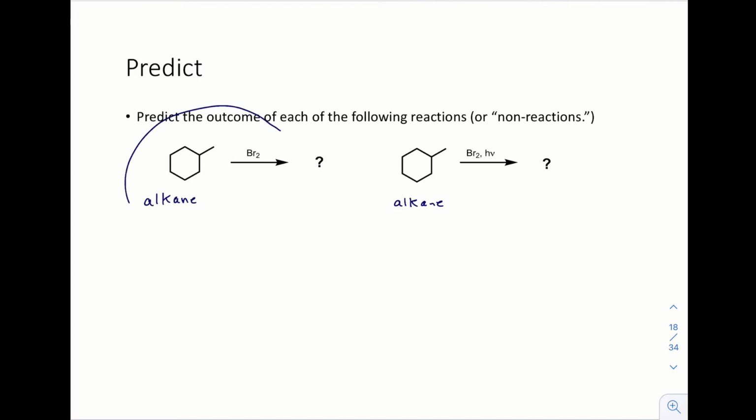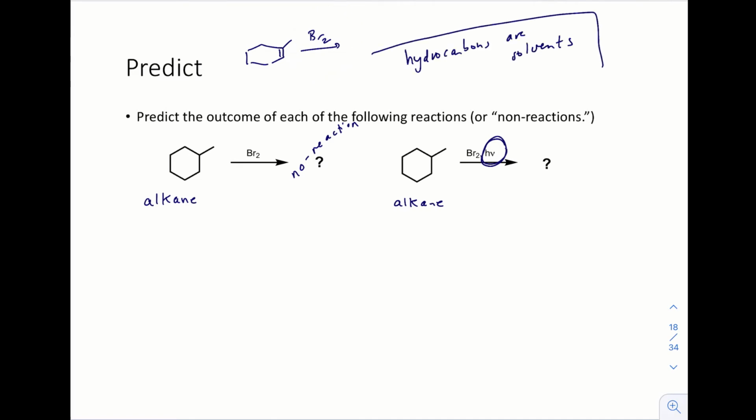You may have predicted that an alkane plus molecular bromine yields no reaction. I agree. Well, how do I know this? Because we've looked at alkenes reacting with bromine, and the alkane part did not react until 5 minutes ago, where we saw allylic bromination in the presence of light, but not with just molecular bromine itself.